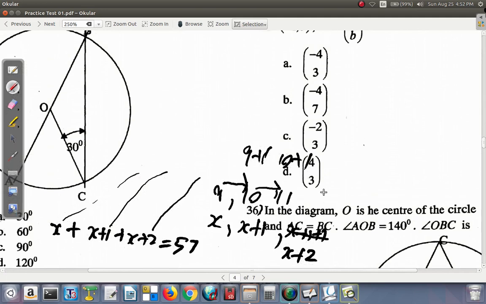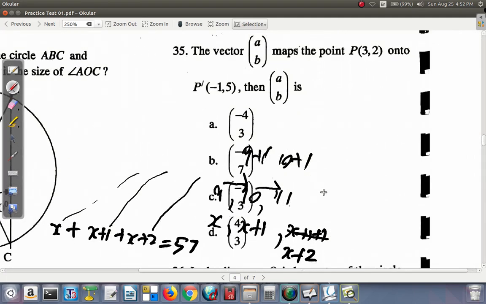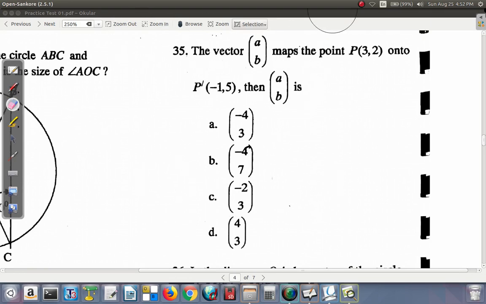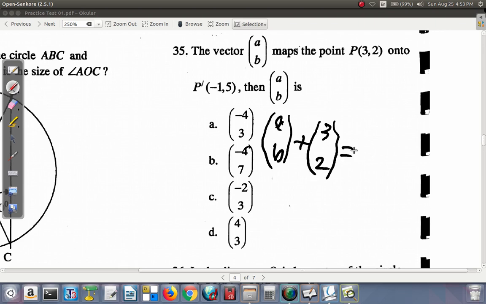Let's look at question 35, see what it's about. All right, let me just erase the rough work here. The vector AB maps the point 3, 2 onto P prime, which is negative 1, 5. Generally, what you would say about this is that you have the column vector AB plus the column vector 3, 2, which is P, and it maps onto negative 1, 5, which is a column vector here.